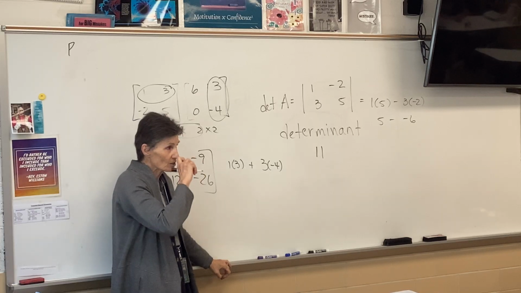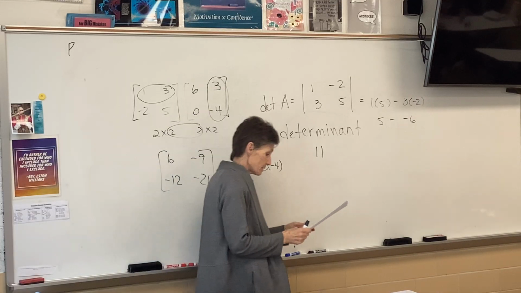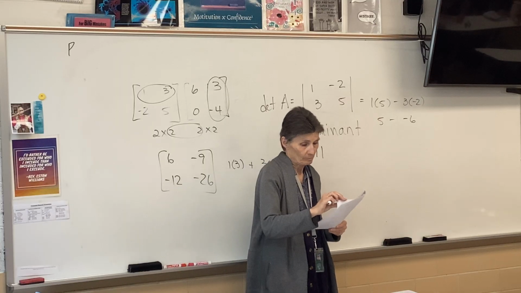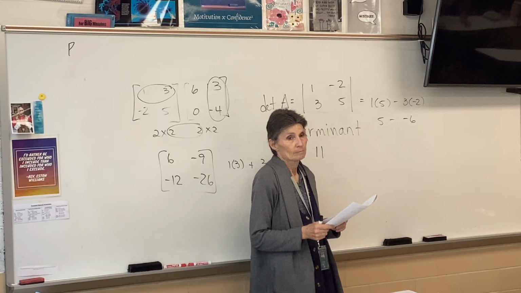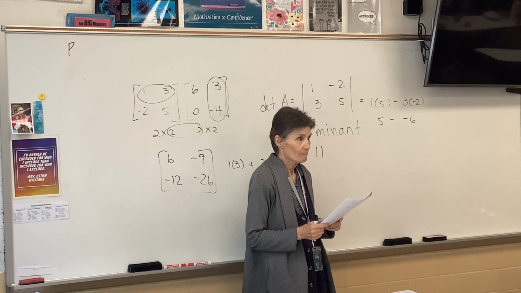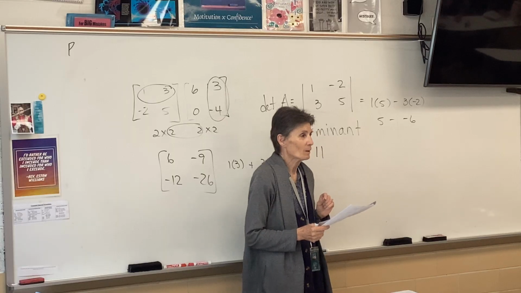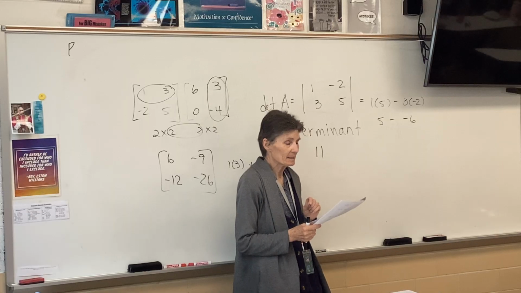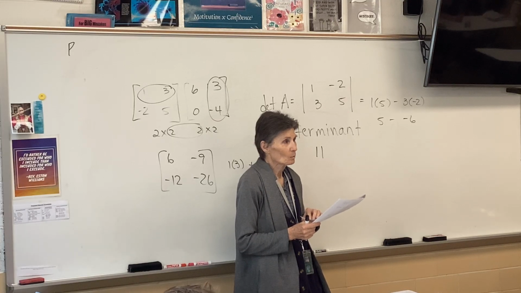We can do this with every square matrix. So can you do B? What is the determinant for B? Be careful. Very common mistake. Negative 24. 0 times 3 is 0. So it'll be negative 24 minus 0. You okay with this?